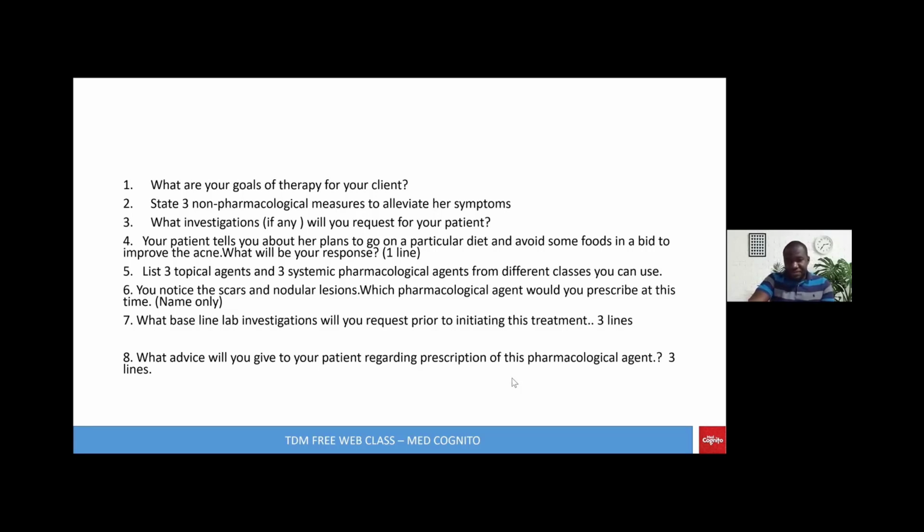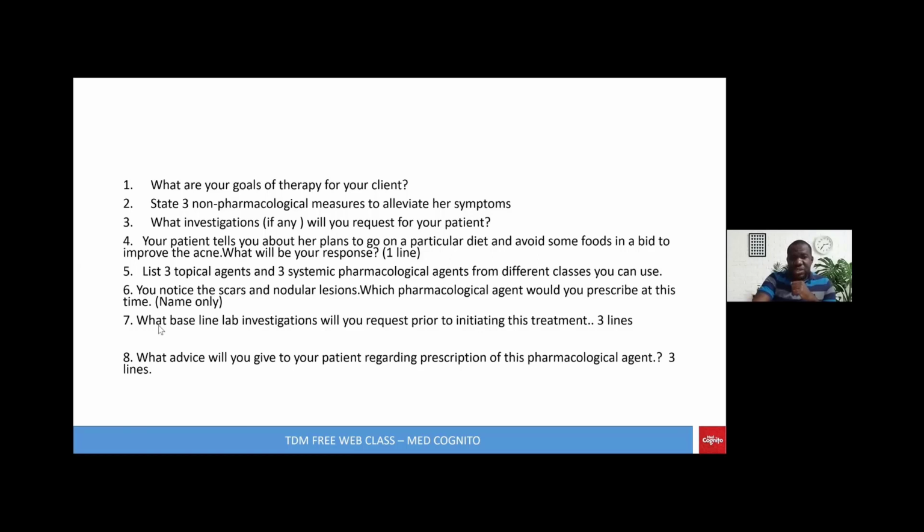Name only. So the question could have been reframed: medication from which class will be most appropriate to prescribe at this time, or which pharmacological agent will you prescribe? But then in brackets, it will state the class only. So you may have all the knowledge, but if your exam technique is poor, you will not get enough marks to pass the exam. It's important that you pay particular attention to the way the question is framed.